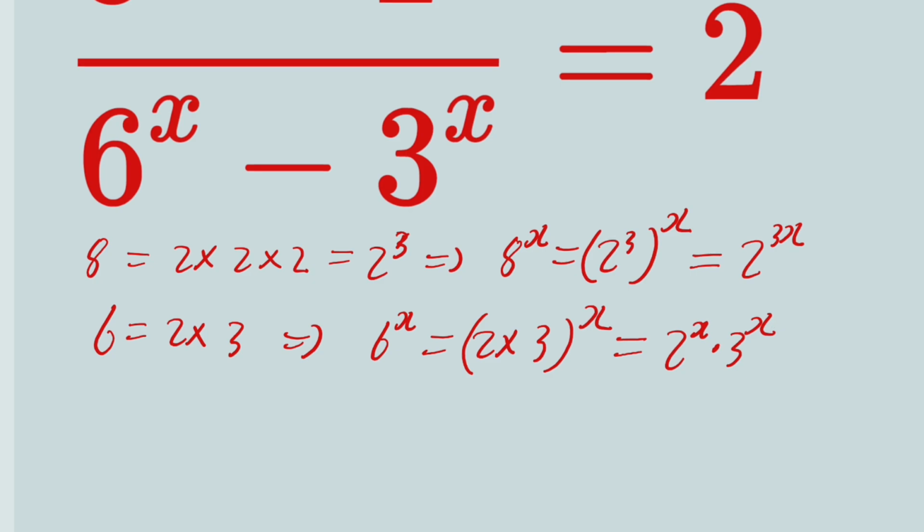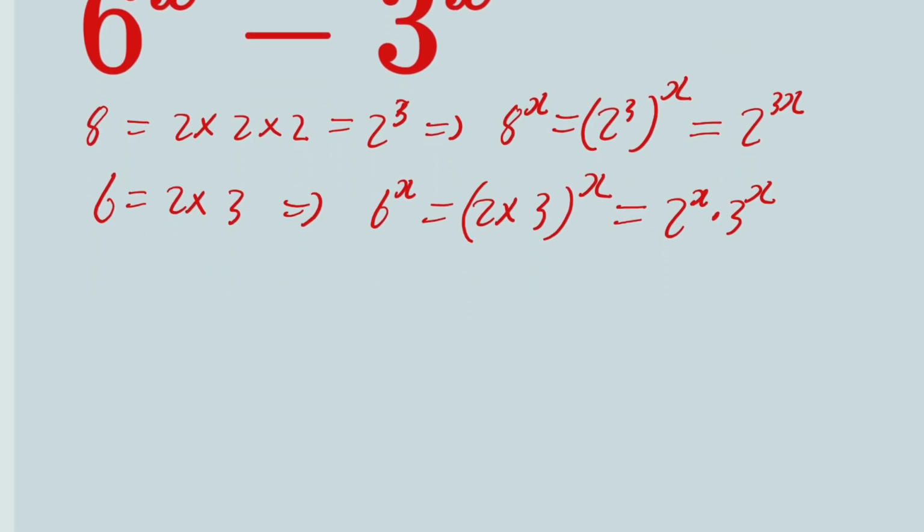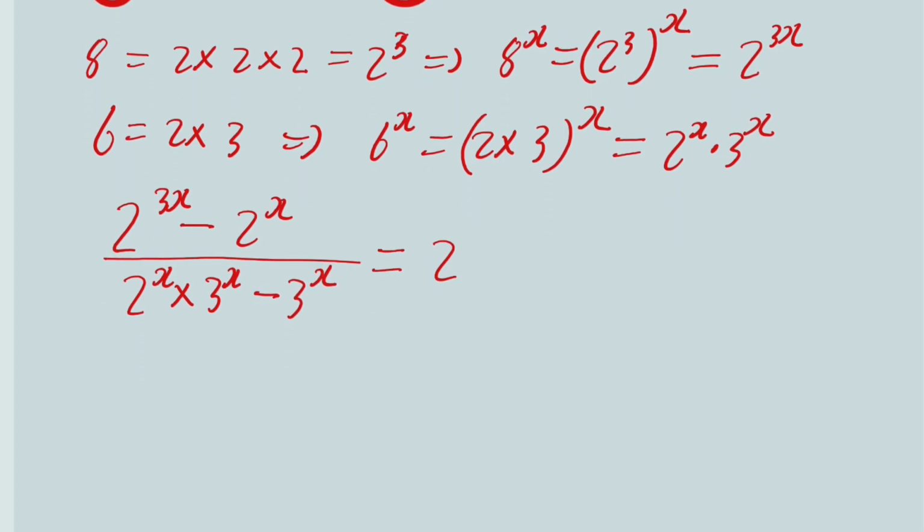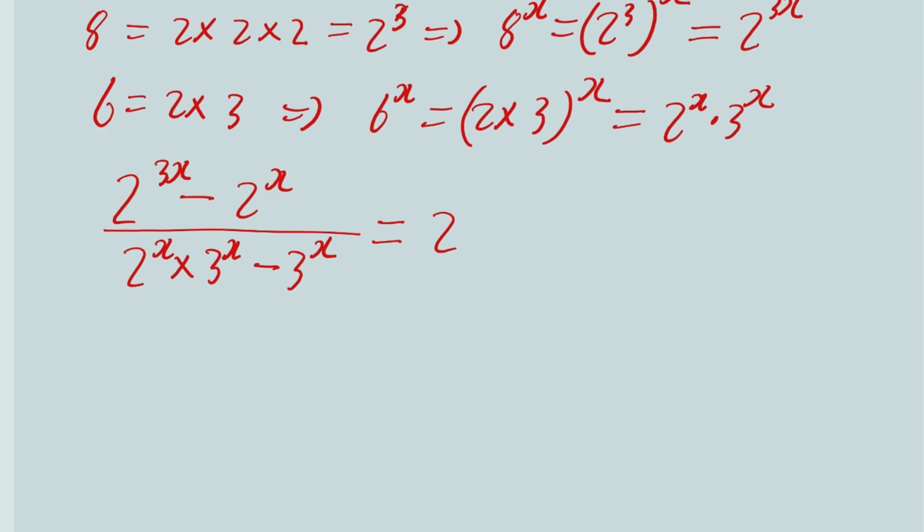Now, if we substitute this back in the equation, the equation is going to give us now (2 to the power 3x minus 2 to the power x), all this divided by (2 to the power x times 3 to the power x minus 3 to the power x), is equal to 2. This really looks much more manageable because we can see the term 2 to the power x and 3 to the power x appearing in multiple places.